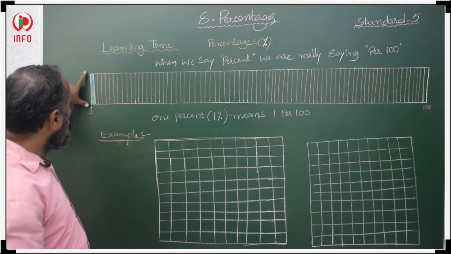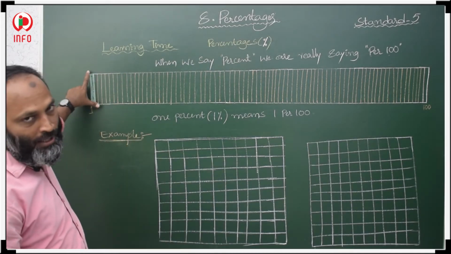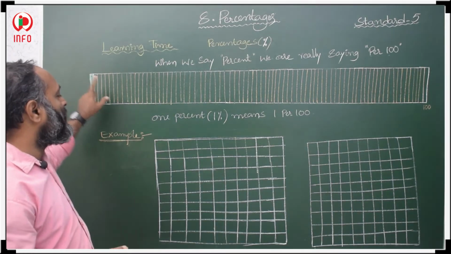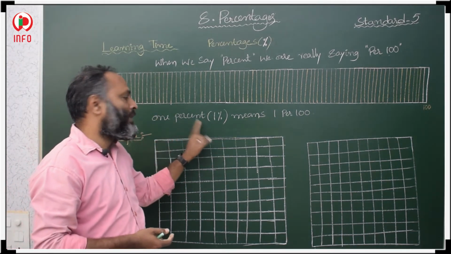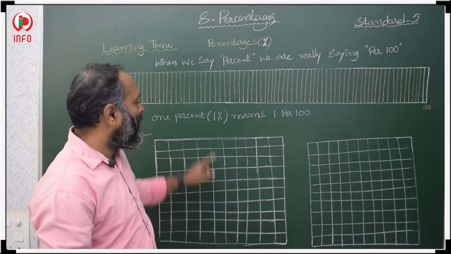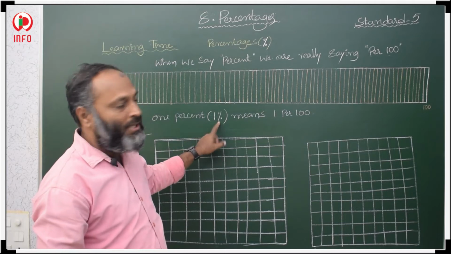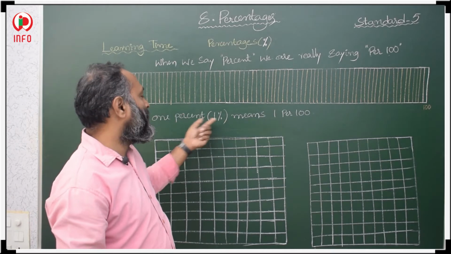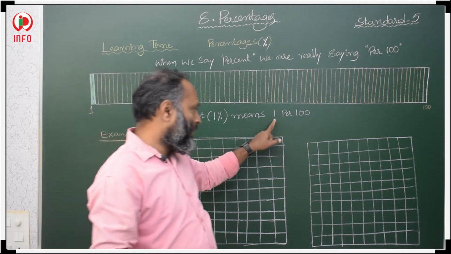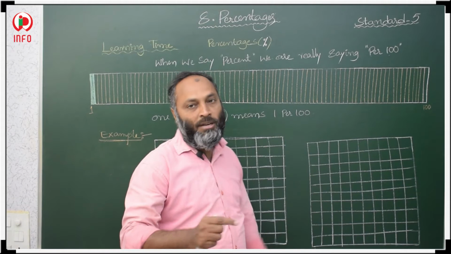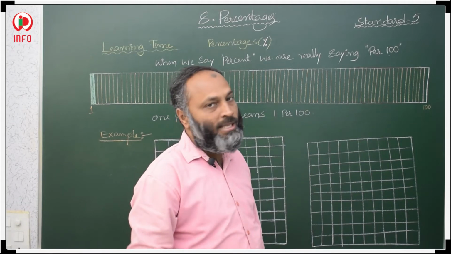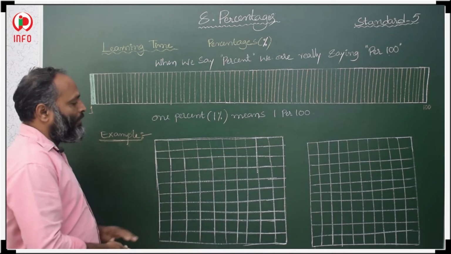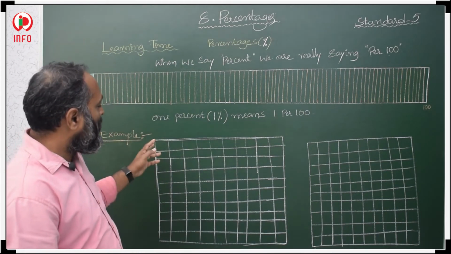Here, if one portion is shaded out of 100, we represent it as 1%. This is the symbol for 1%. If you write 1%, how can we read it? 1%. Cent means 100: in 100, one portion is completed. Suppose, for example, 100 boxes, 100 grids were given.